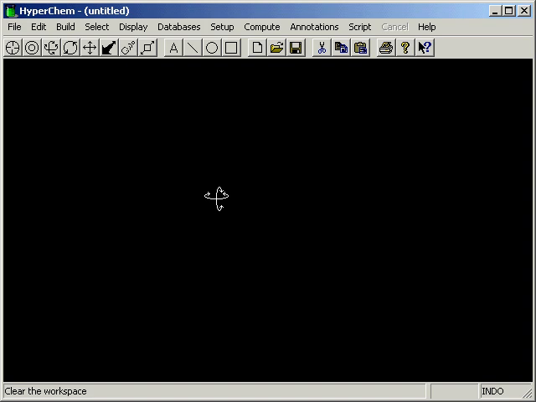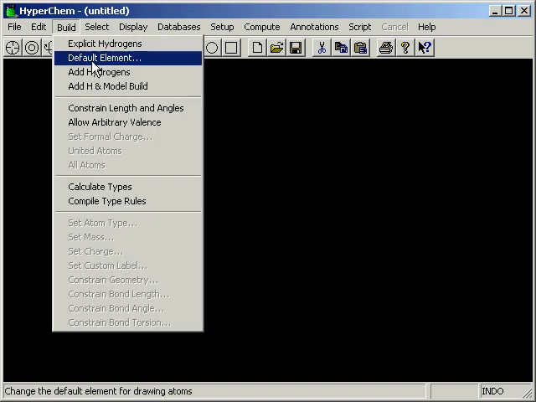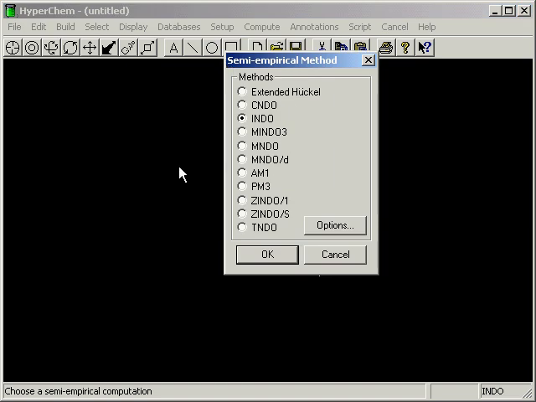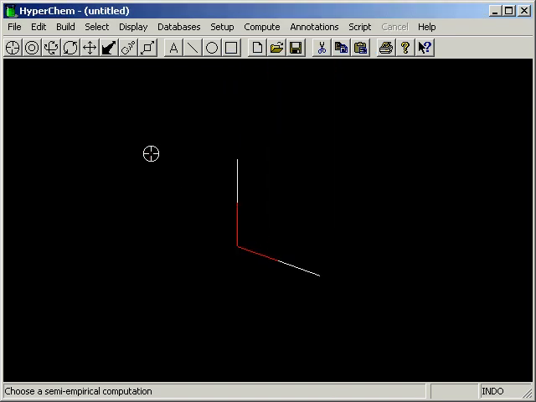This tutorial calculates the geometry of an excited state. Let's do the water molecule. Let's just take an oxygen, and by the model builder we have a water molecule. Let's use, for simplicity, a semi-empirical method. Choose INDO for no particular good reason.